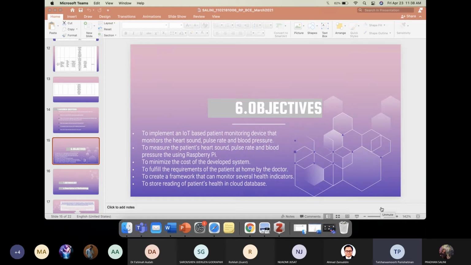And then to store the patient's health readings in a cloud database. Okay, that part is okay. Something you can measure and something I can see that you store in the database. That part is clear. There's an object there and there's some reading there. That's fine. So number three, number four, and number five also, just reconsider that part. Talk to your supervisor. Replace that part. The other part is clear.